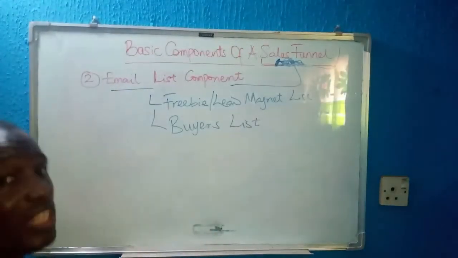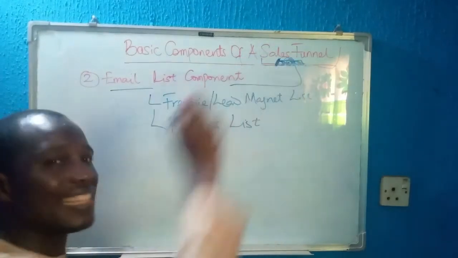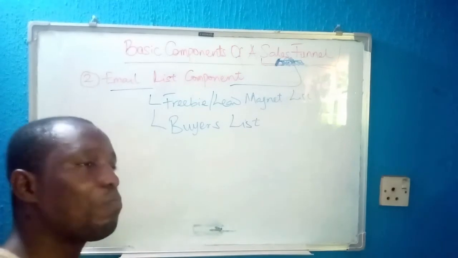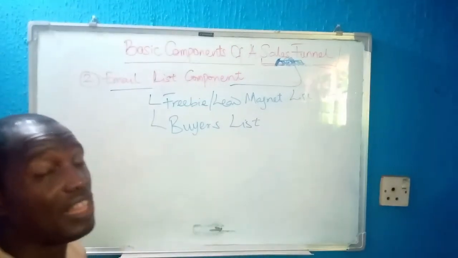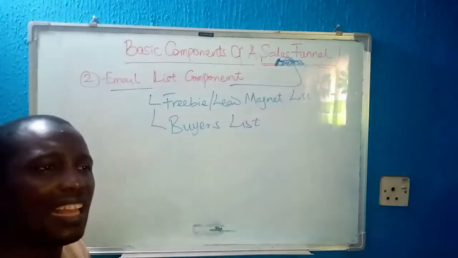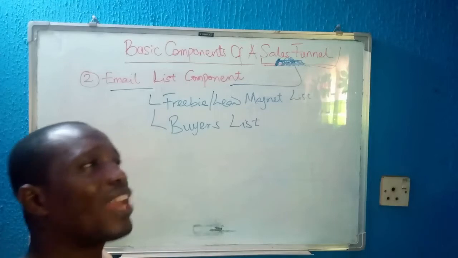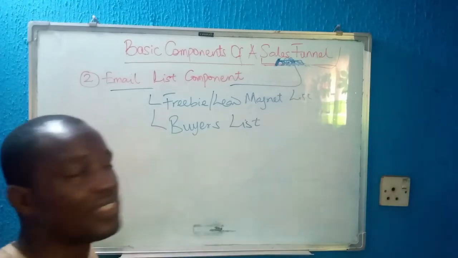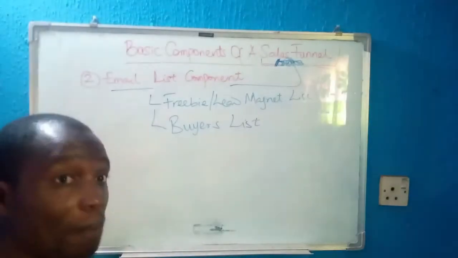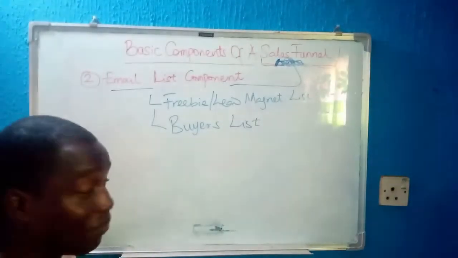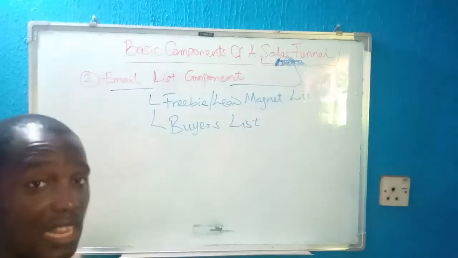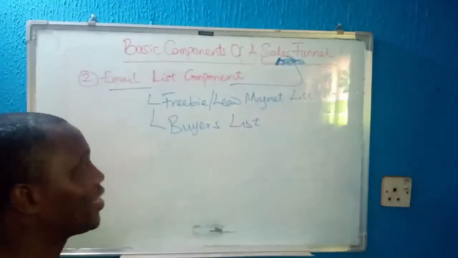So the email list component is an essential part of a sales funnel, because it's that part that enables you to nurture and build a very valuable relationship with your audience, so that they can trust you, see your expertise on a consistent basis, and then you sell to them when the time comes. Personally, I sell almost every day in my emails. I sell every day, but I don't just write "buy." There's a method to that, which I'll be explaining in subsequent videos along the line.